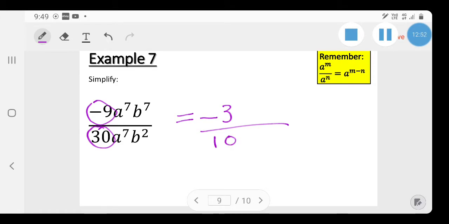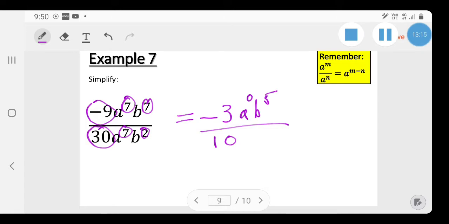Now I've got A's and B's in the numerator and the denominator, so I'm going to set myself up on the top here with an A and a B. The powers on the A's are 7 and 7. 7 minus 7 is 0. And the B's powers are 7 and 2. 7 minus 2 is 5.